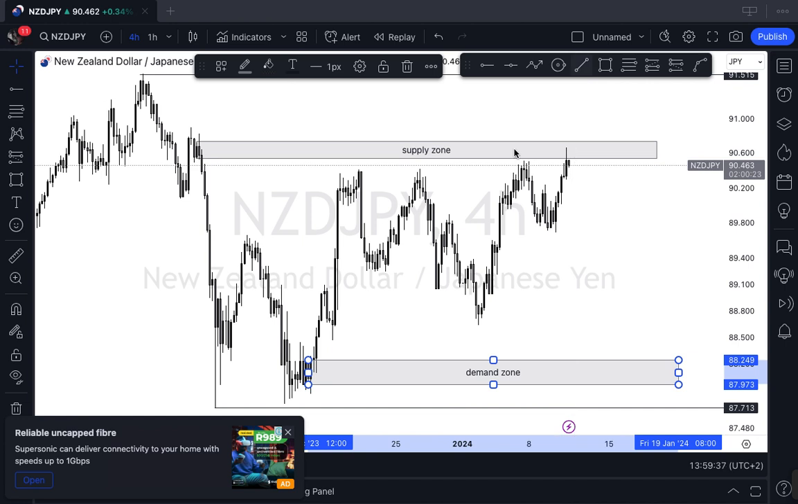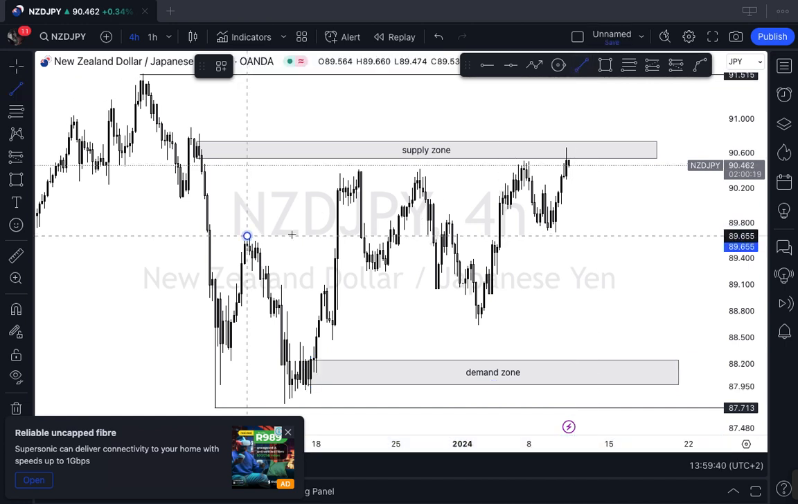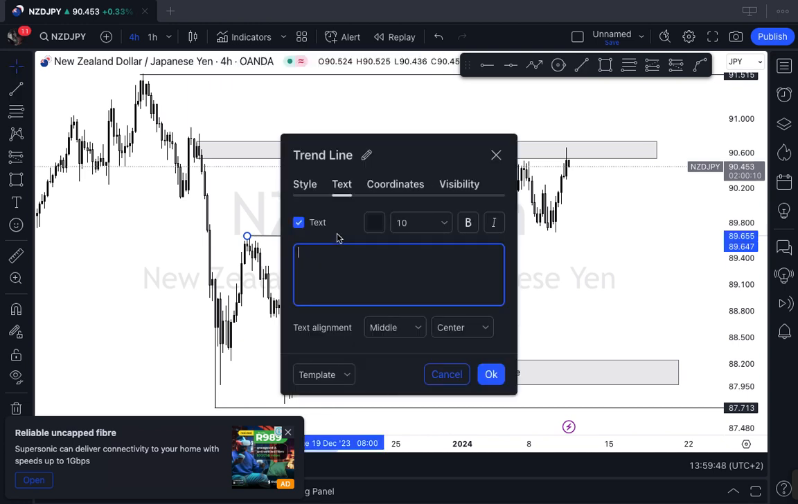So after that, we can definitely spot a break of structure here. This is our BOS to the upside. This is our BOS, you understand. It stands for break of structure.